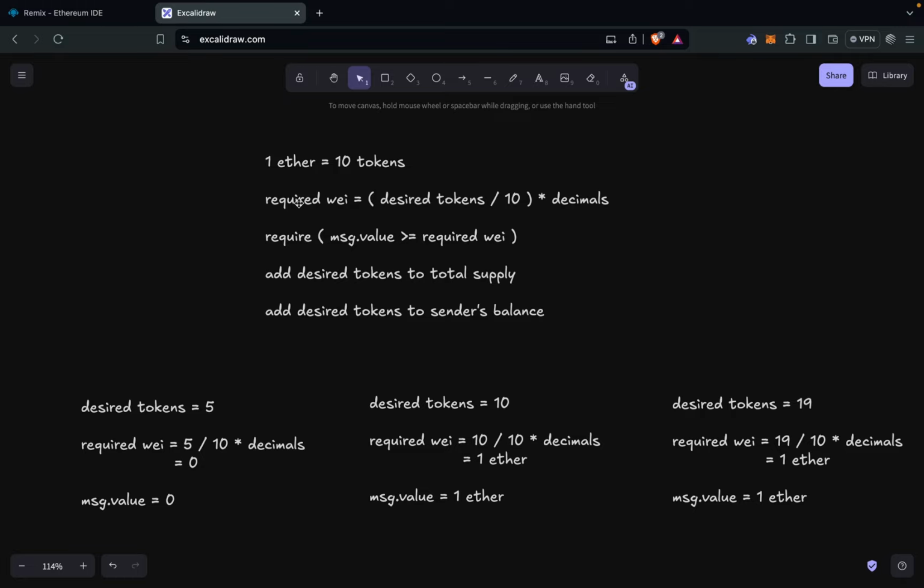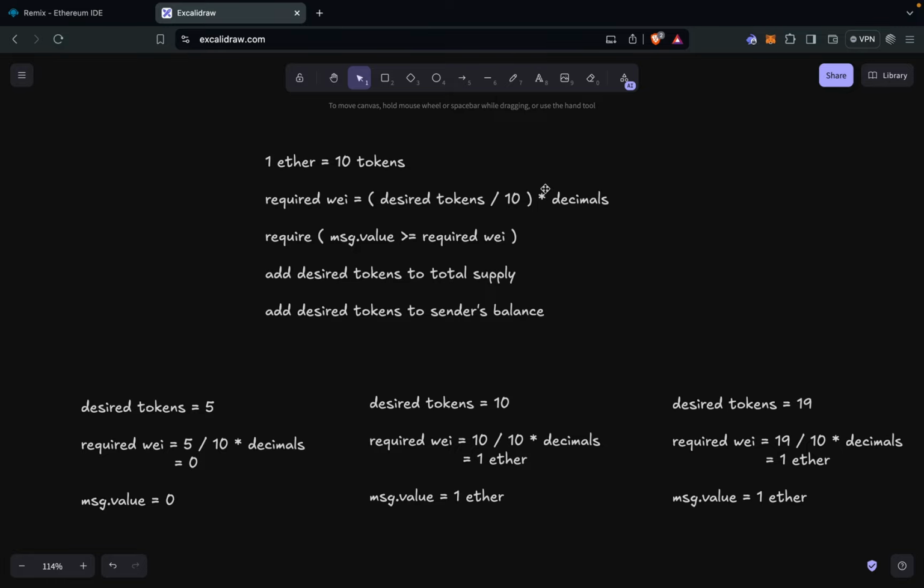So this logic is easily exploitable. If we are minting the tokens in the multiple values of 10, we'll have to send appropriate amount of ether. But for any other value, we can send a value corresponding to the lower multiple of 10. You can see the examples here.